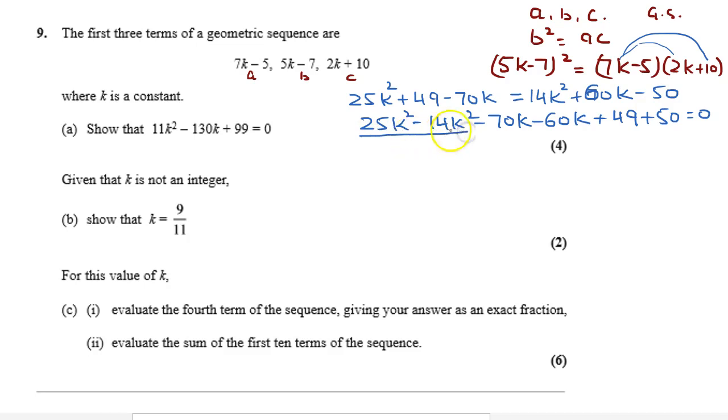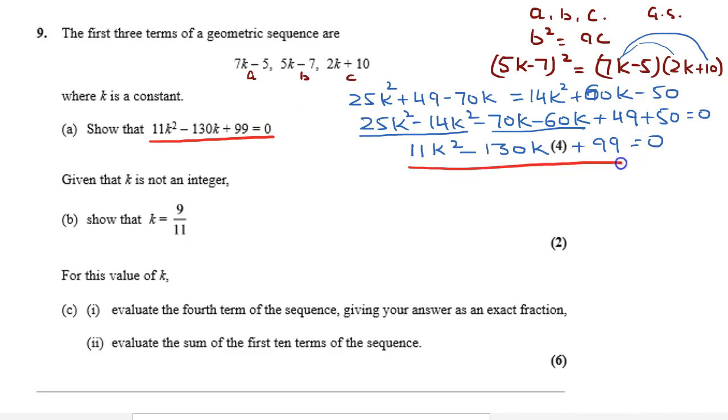Now these are like terms. 25 minus 14 is 11k square, minus 70 minus 60, same sign, we add them, 130k, and plus 99 is equal to 0. Show that 11k square minus 130k plus 99 is equal to 0, so this is the answer. Question number 2, part B is, given that k is not an integer, show that k. So we have to find the value of k.